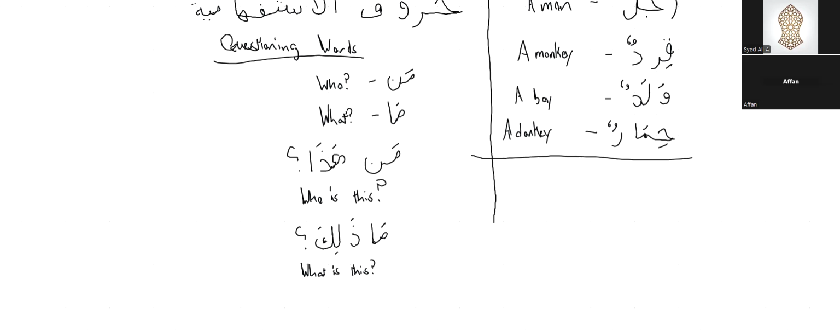Then there's another one, right? There is the word hal, right? So let me just write it down real quick. Hal, ha, lam, right? If you add this word to the beginning of a sentence, it becomes a question, right? So the phrase, let's say, anta rajulun, you are a man, right? So let me write it down here.